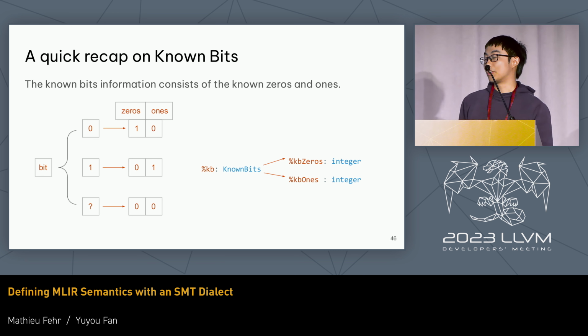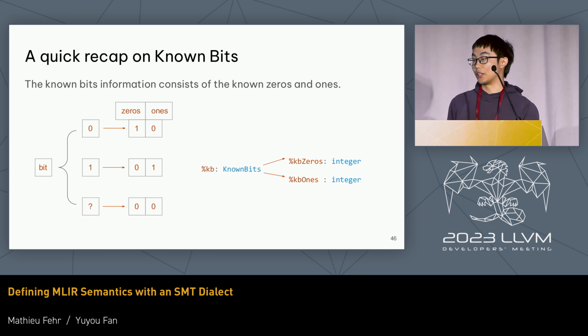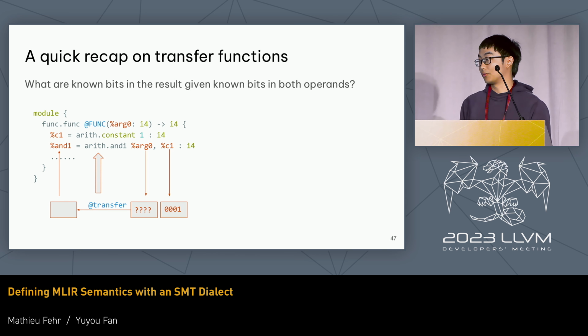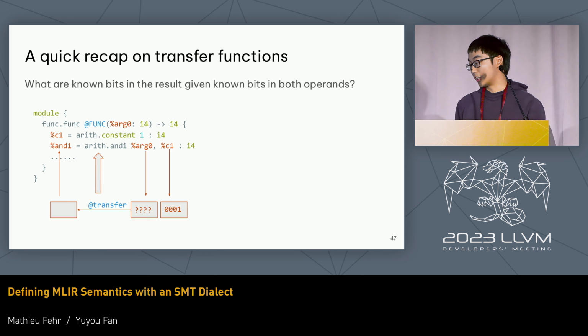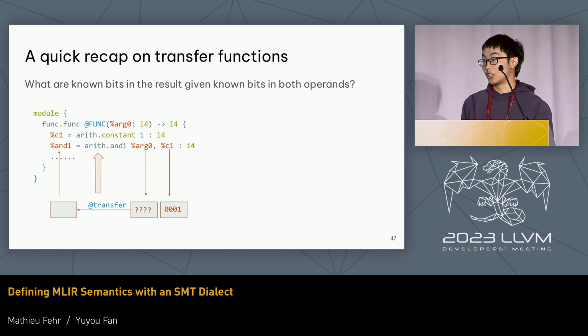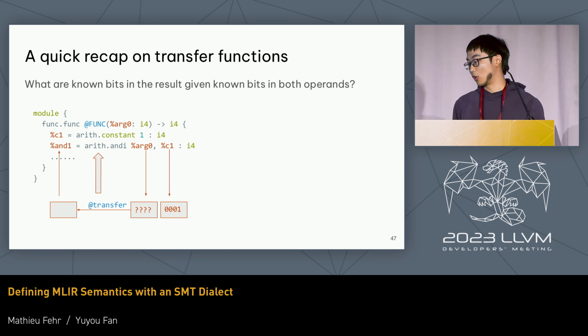The other thing we want to know is how to get new known bits information after applying some operations. Here comes an example. Suppose we have the known bits of arg0. Since it's an argument, we have no information, so it's 4 bits unknown. And C1 is a constant, so we know all the bits. We want to know the known bits after applying the arith AND operation.